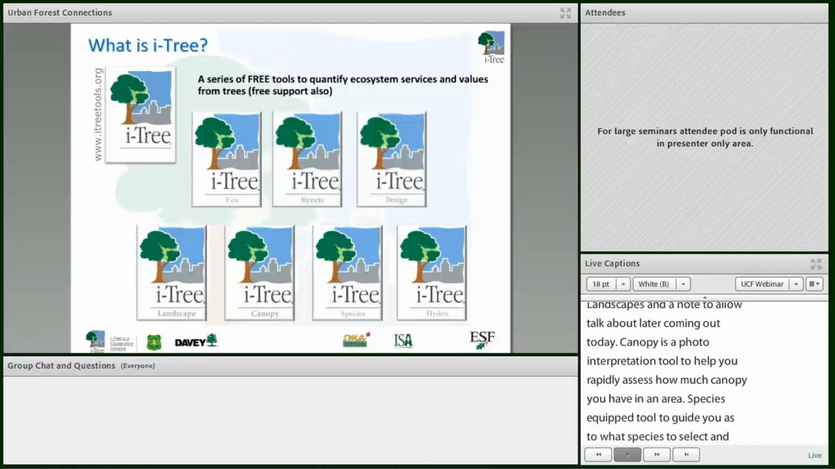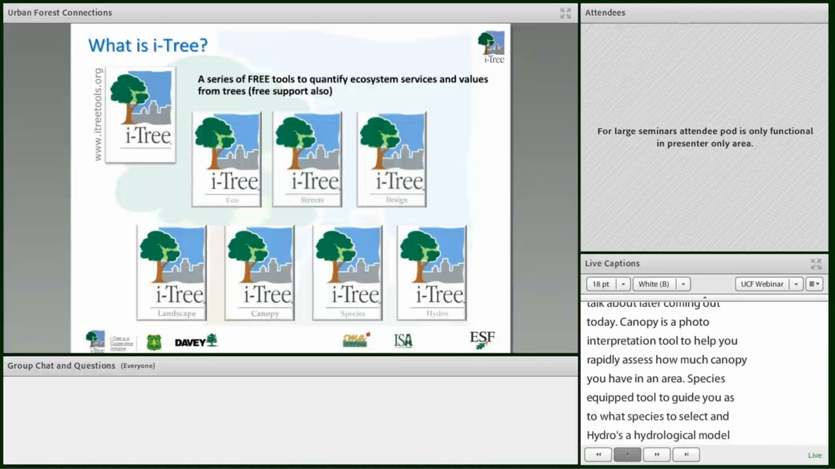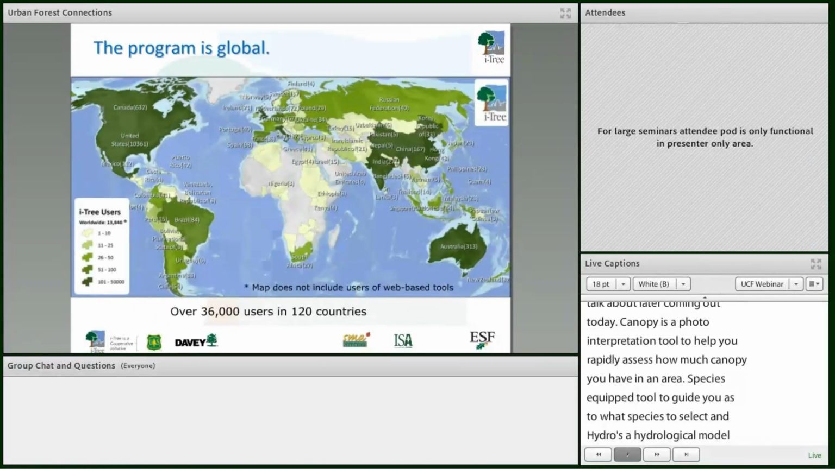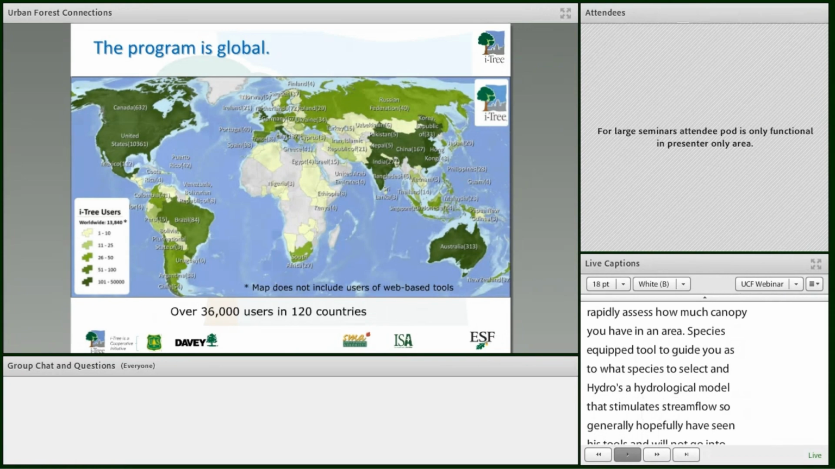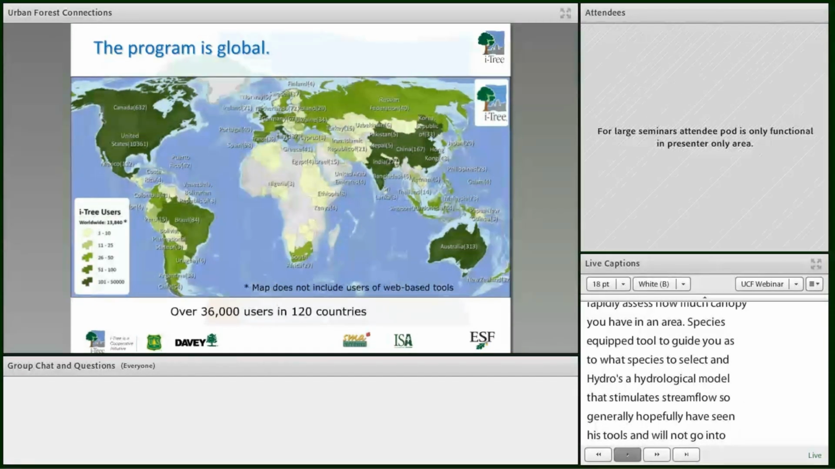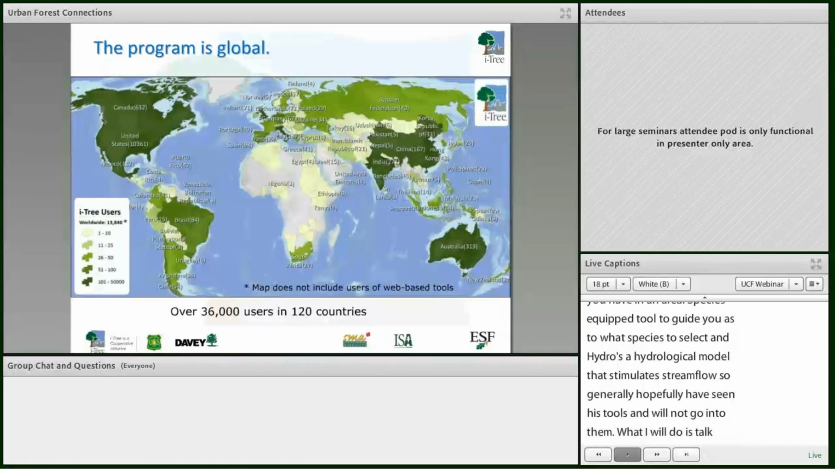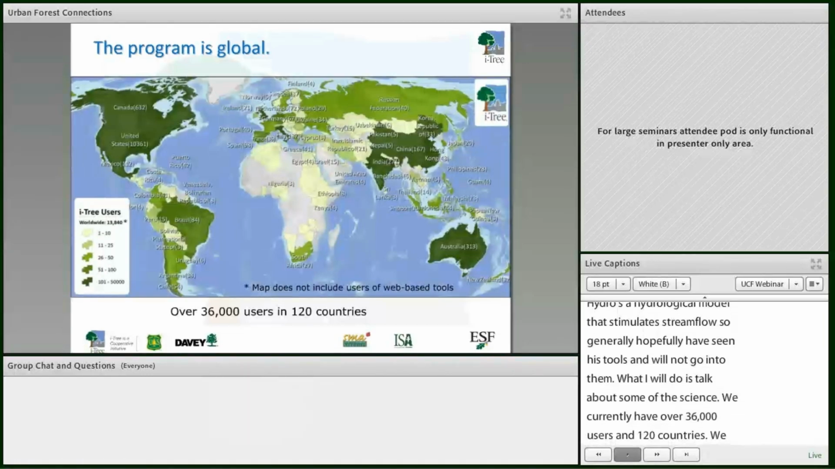So that's a general overview; hopefully you've seen these tools, and I'm not going to go into them. But what I am going to do is talk about some of the science. We currently have over 36,000 users in 120 countries. We have versions released for the United States, Canada, and Australia, and we'll be releasing one for the United Kingdom later this year. So we have many users and partners across the world.